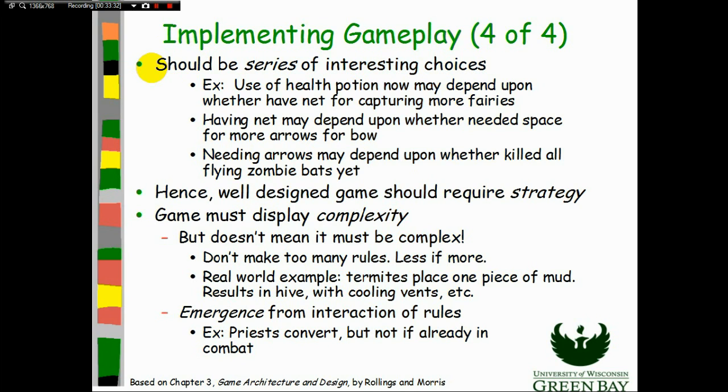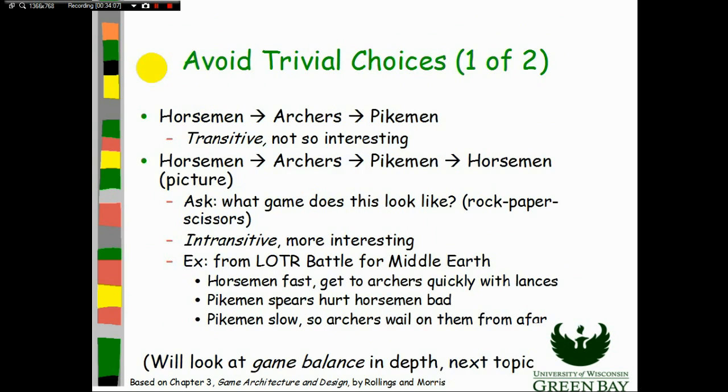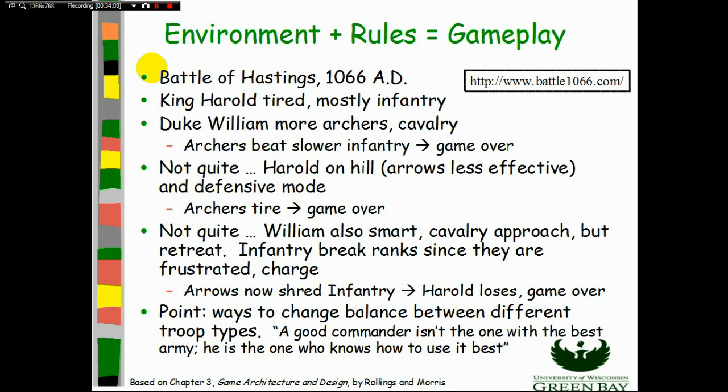Also, don't make too many rules. Less is more in this case, and a real-world example would be termites placing one piece of mud, and this results in a hive just by placing that one piece of mud. It might seem that we should have a ton of rules to make a variety of different things, but in actuality, you want simple rules that can build upon each other, and you want emergence to come from that interaction of rules.